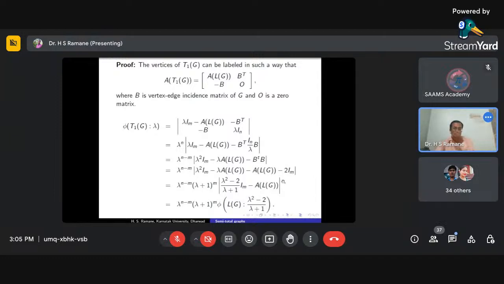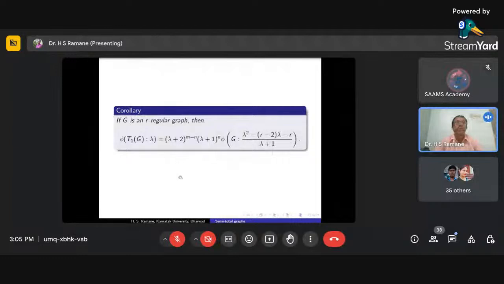So if we know the characteristic polynomial of the line graph of G, one can get the characteristic polynomial of T1G, that is the semi-total line graph. Further, there is a relation between the characteristic polynomial of the line graph and the characteristic polynomial of G if G is regular. If G is regular, easily one can get the eigenvalues if you know the eigenvalues of G. So if you know the eigenvalues of G for a regular graph, you can get the eigenvalues of LG, and once you know the eigenvalues of LG, you can get, using this expression, the eigenvalues of T1G. See here, this is for the regular case in particular.